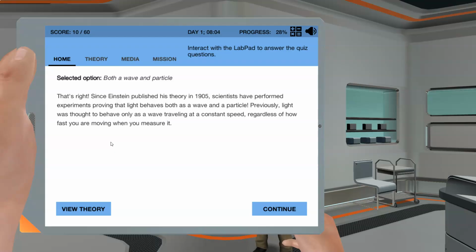That's right. Since Einstein published his theory in 1905, scientists have performed experiments proving that light behaves both as a wave and a particle. Previously, light was thought to behave only as a wave traveling at a constant speed, regardless of how fast you are moving when you measure it.